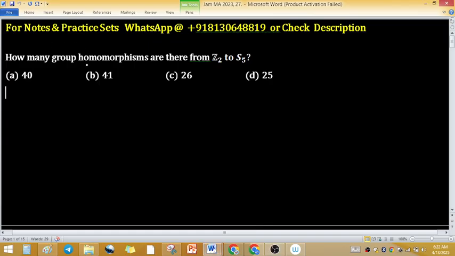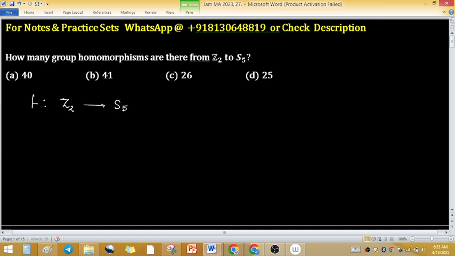How many group homomorphisms are there from Z2 to S5? Now, suppose f is a homomorphism, the domain is Z2 and the codomain is S5. So we have to seek how many such homomorphisms exist.